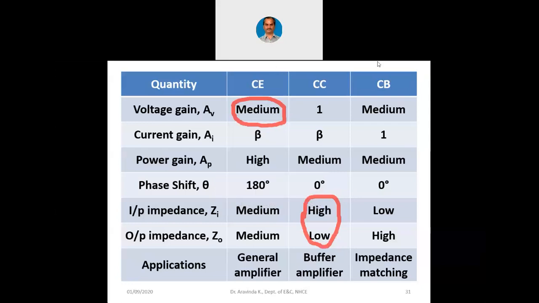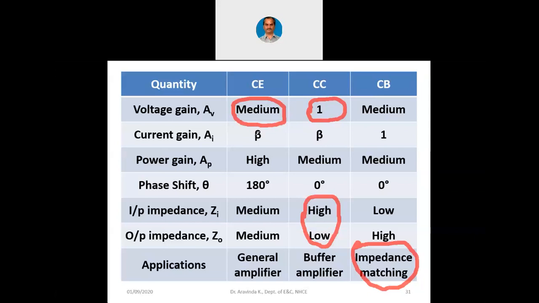So, voltage gain is medium in case of common emitter. It is unity in case of common collector. That's what is called as emitter follower. And common base, it is medium, which we have seen. But common base, we are not using it. Common base, we are using it mainly for impedance matching. I gave you an illustration of this impedance matching a few minutes before.